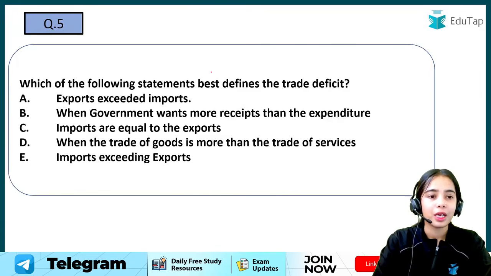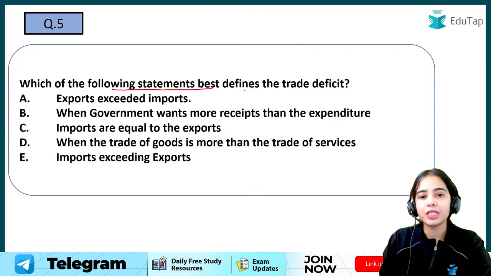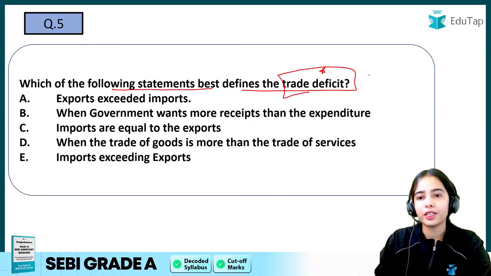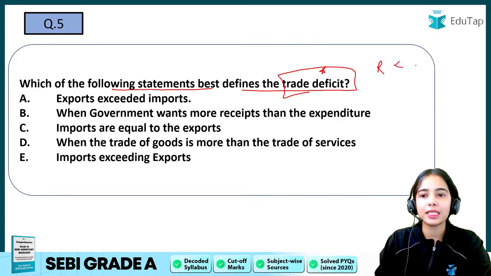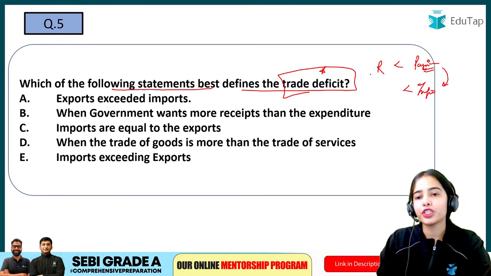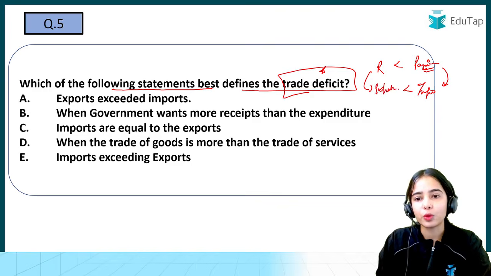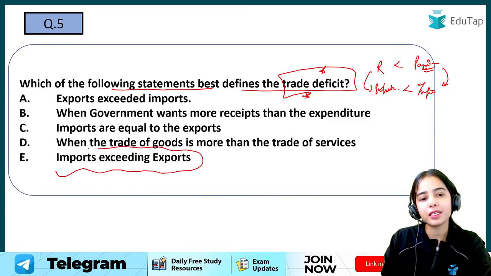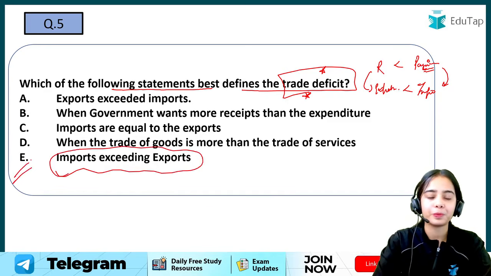Now, coming to the next question, which of the following statements best defines the trade deficit? So trade deficit is basically the deficit when we are receiving less than what we are paying. That happens when we are paying more for the imports in comparison to the receipts for our exports. Okay, so trade deficit is basically when the imports are exceeding exports. So E is the right answer.